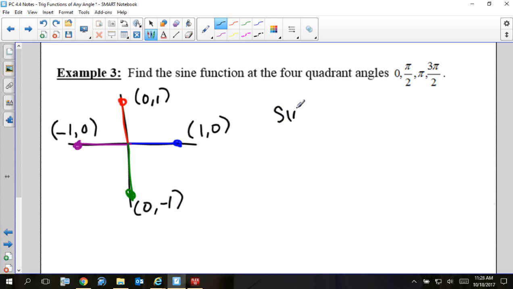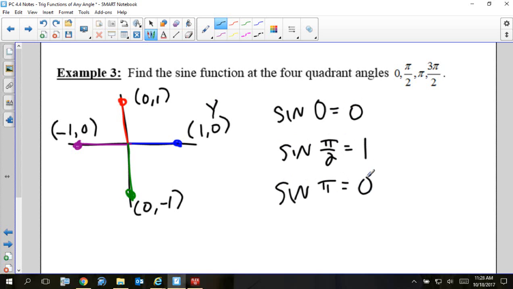Okay, so then sine of 0 is the what value? The y value. So 0. Sine of pi over 2. Sine of pi, 0, and sine of 3 pi over 2.